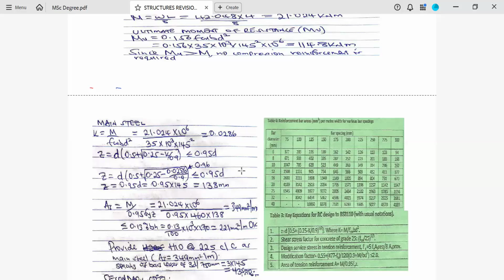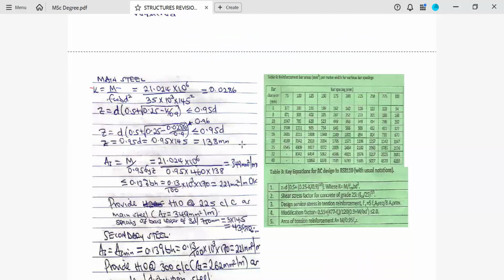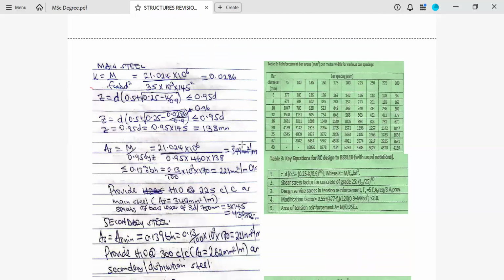Now, AS is equivalent to M, design moment, divided by 0.95 FY Z. Remember, FY is strength of steel. Z, we call it arm length. We've calculated it. So, if we substitute, we get 349 millimeters square per meter. Now, you have to be careful. If it is slab, the area is millimeter square per meter, because remember we said we are taking 1 meter width. Even the area, now look at Table 6. Table 6 says reinforcement bar area, millimeter square per meter width for various bar spacing.